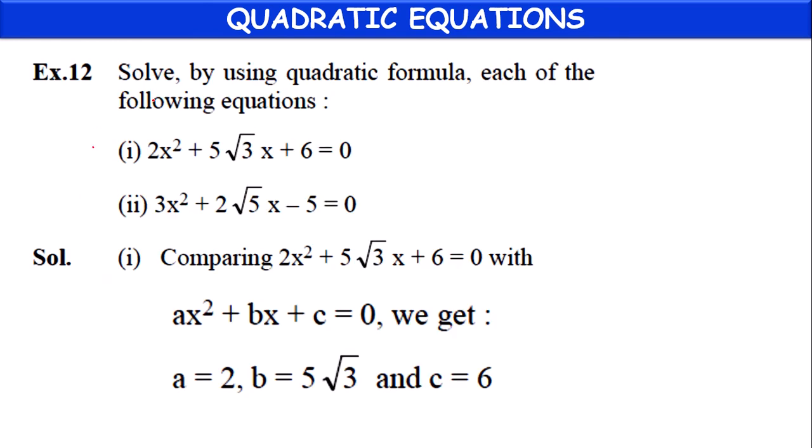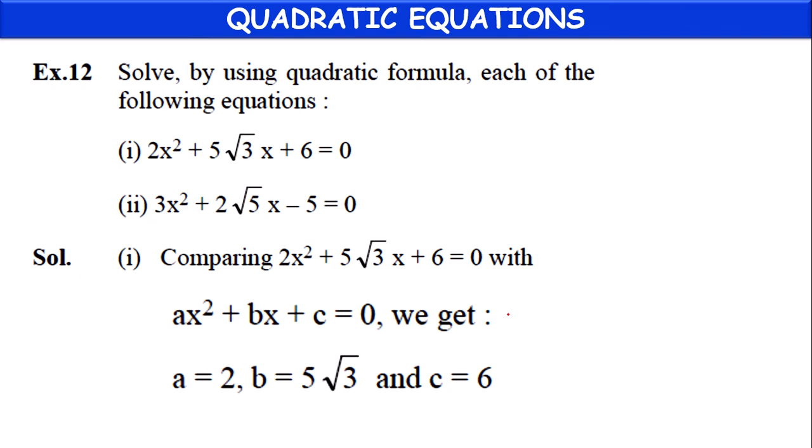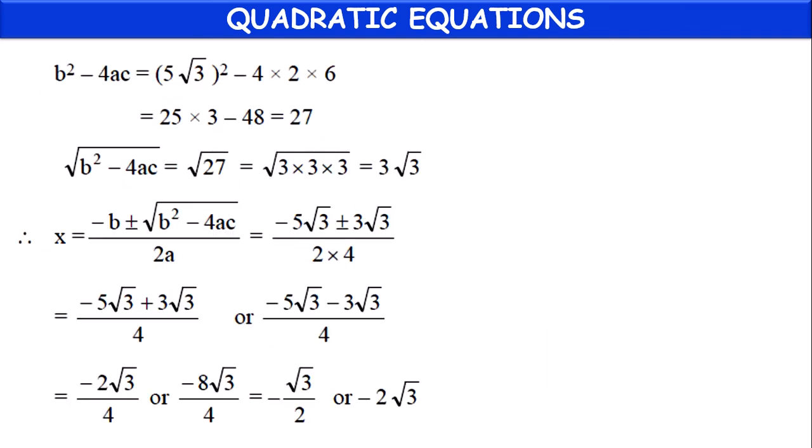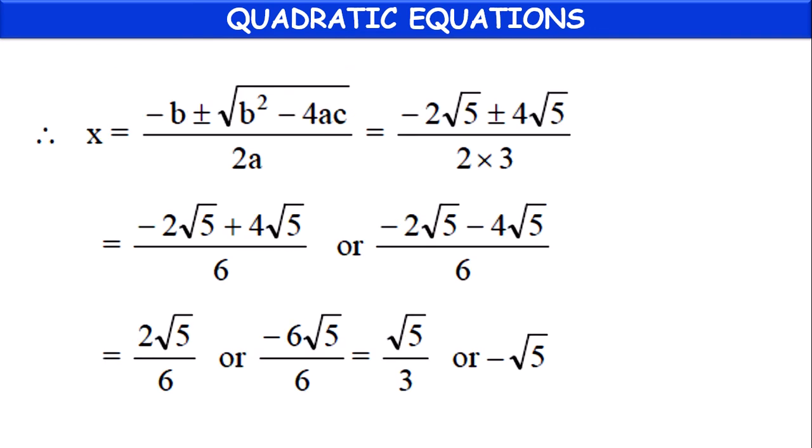Next, children, example 12. Solve the following equations by using the quadratic formula. You just have to note down the a, b, c values, then the discriminant value, then the root value. You have to substitute the values and you will get the roots, children, like we have done in earlier questions. Note down the answer, children. Later you can do it as homework. After that you can cross-check with the video. The second example also is in the same manner, children. Same method. Just by using the formula you have to find the roots.